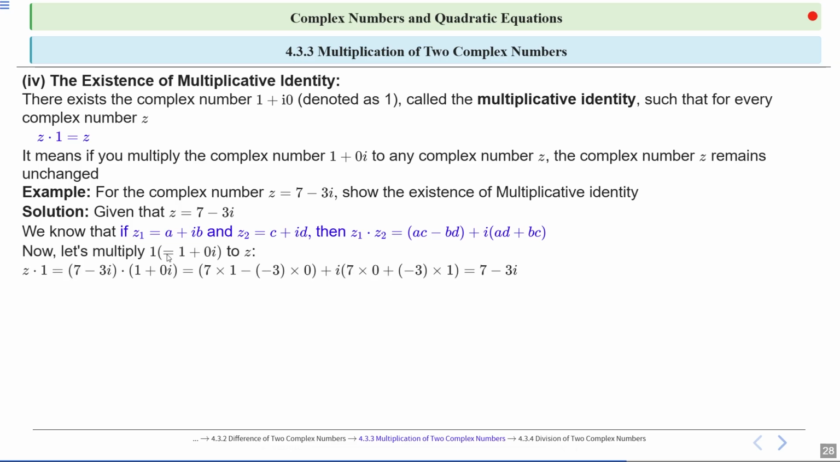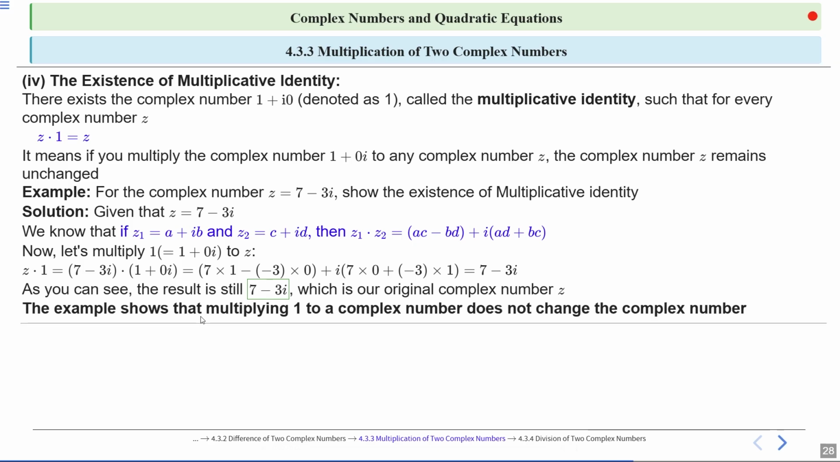Now let's multiply 1 to z. So z times 1 is simply equal to 7 minus 3 iota. As you can see, the result is still 7 minus 3 iota, which is our original complex number z. So the example shows that multiplying 1 to a complex number does not change the complex number.